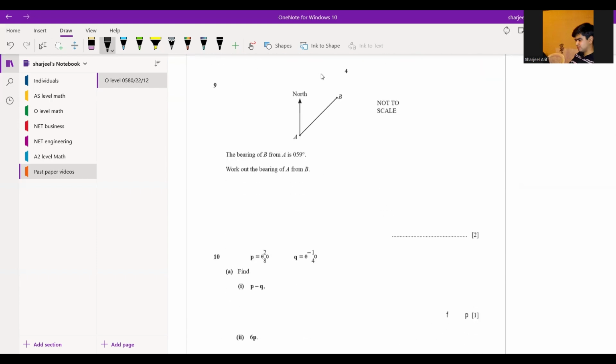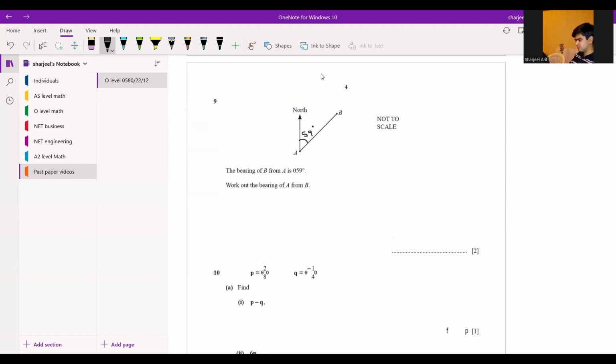Now, for question number 9, we have the bearing of B from A is 59. This means B is located at 59 degrees northeast of A. So we have to work out the bearing of A from B. For that, we have to draw a north line at B, right? So that's the north at B. So we have to find this angle.